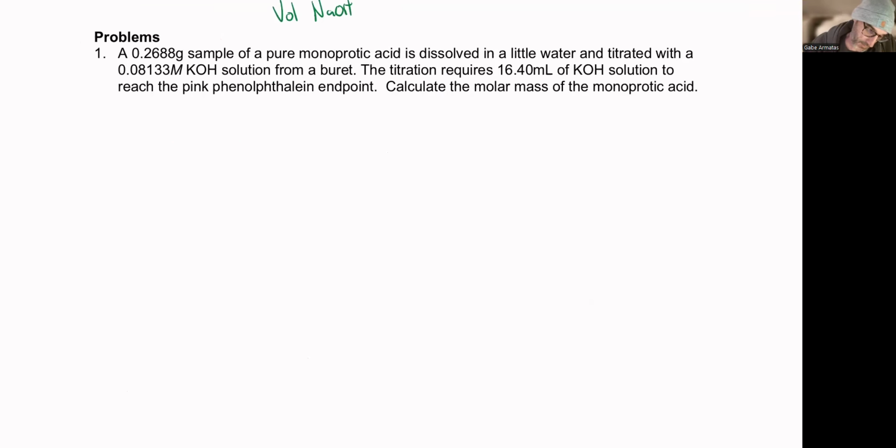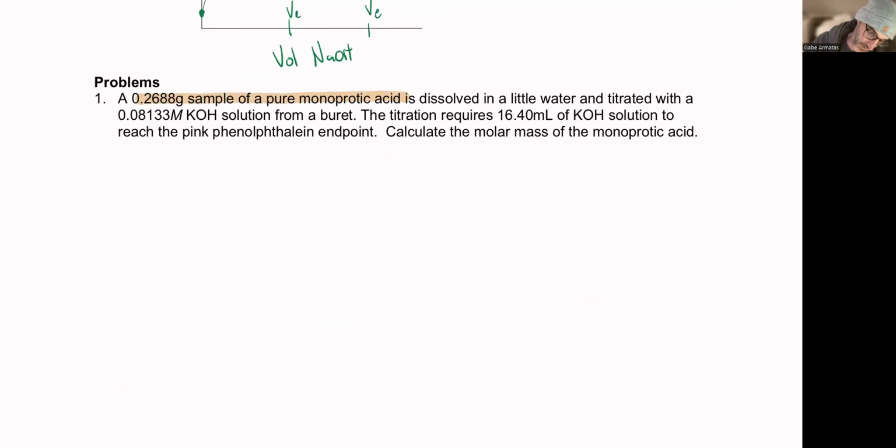All right. So let's get at the information we got. A 2.68 gram sample of pure monoprotic acid. So we don't know what it is. We know that it is going to be HA. That's my generic acid, HA, dissolved in a little water, titrated with KOH, and requires 16.4 mils of KOH. Okay, so before we continue, I have my unknown acid, monoprotic, so just one proton, combining with KOH.